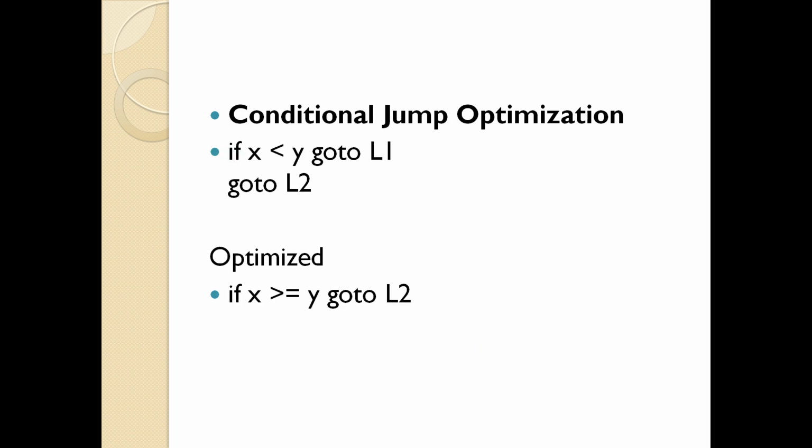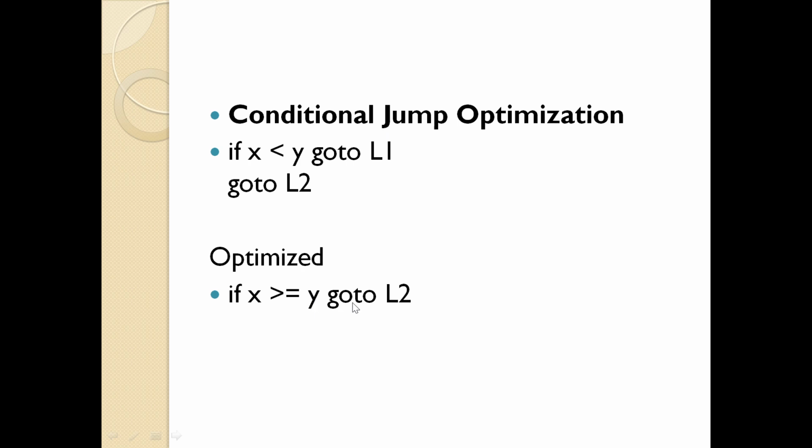So consider this situation. If the condition is true, control goes to L1. Otherwise, another jump sends control to L2. So the compiler can reverse the condition and eliminate one jump. This is called condition inversion. If you see the original snippet, the condition was x less than y and there were two go-to jumps. If you just invert the condition, instead of writing x less than y, you write x greater than or equal to y, then you can avoid one go-to.